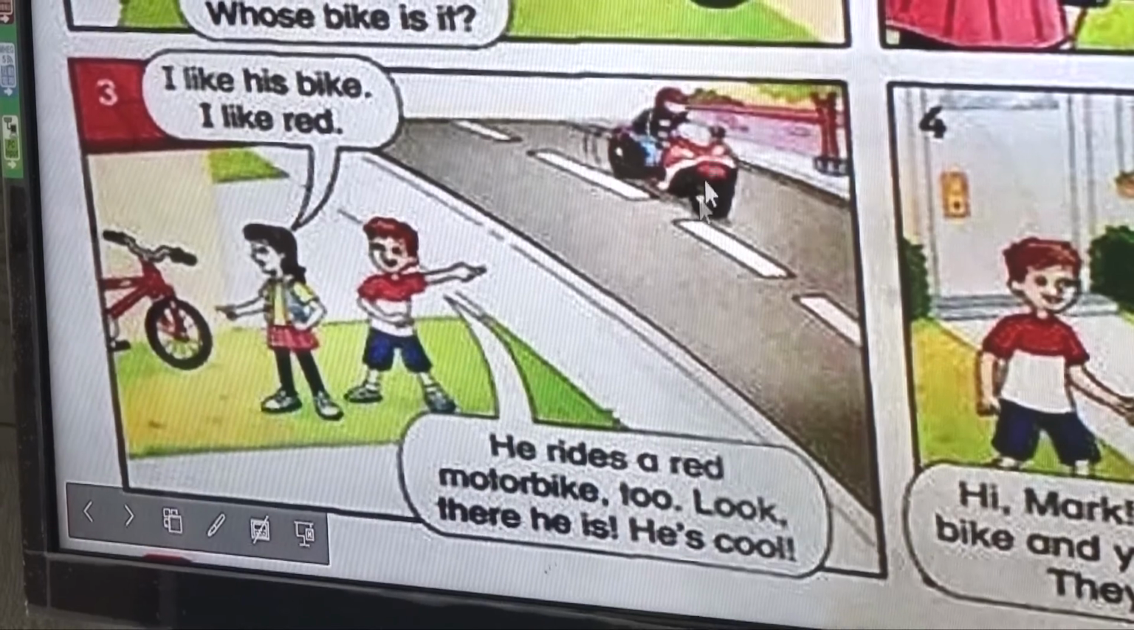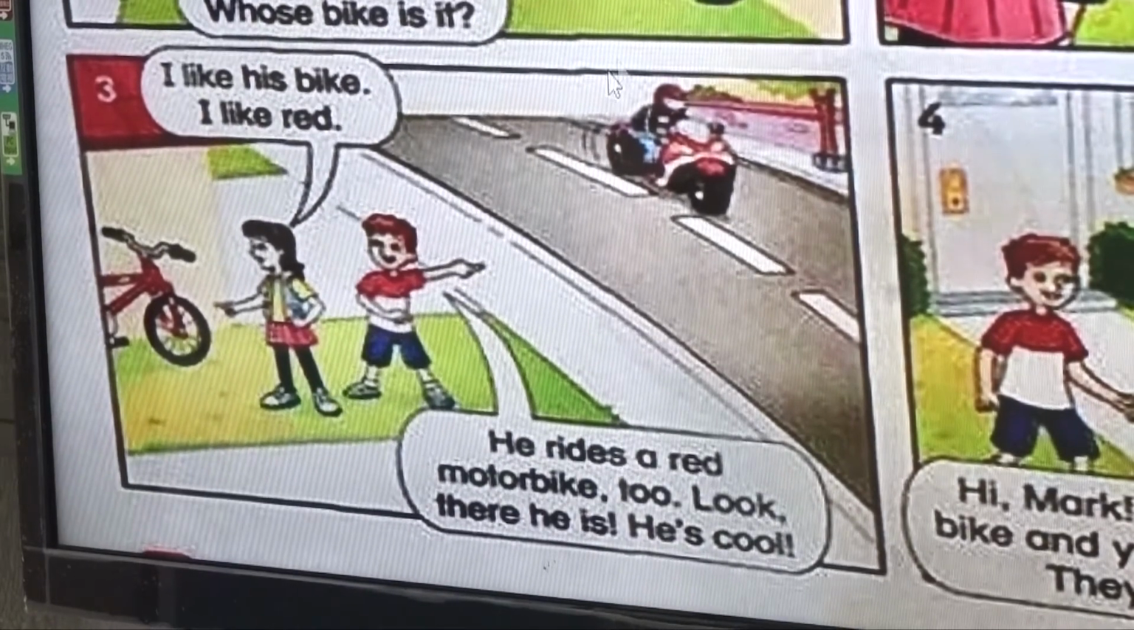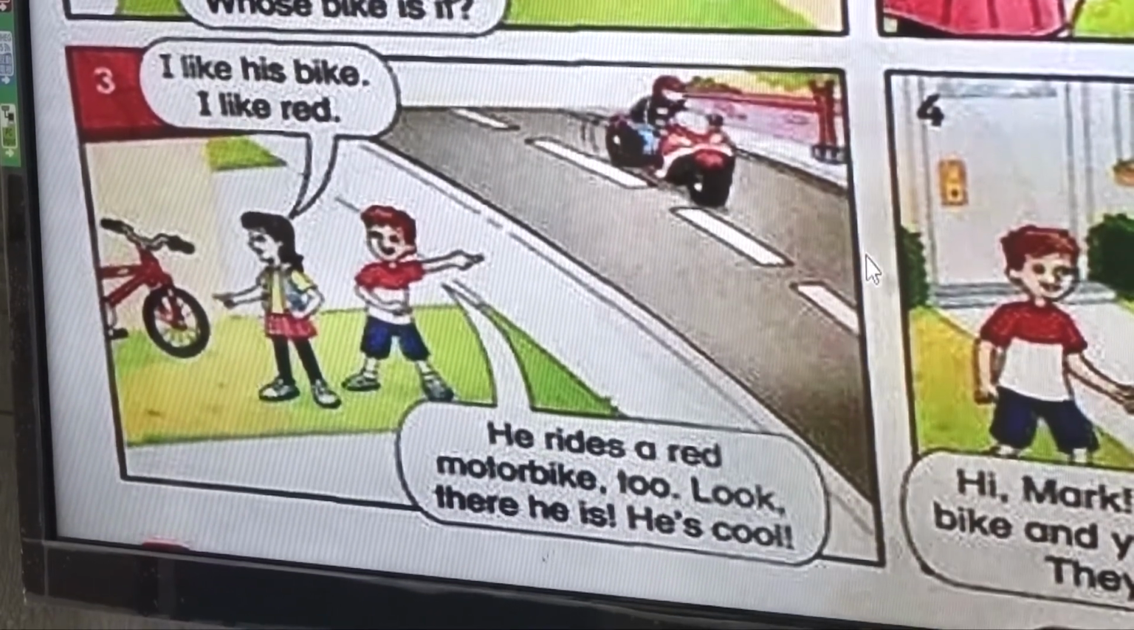Look, there he is. He's cool. Okay. Alright, let's read that once again. One more time. 1, 2, 3. He rides a red motorbike too. Look, there he is. He is cool. Okay, so he looks so cool riding his motorbike, right? Would you like to ride one when you grow up? Right, maybe when you're 18, right?